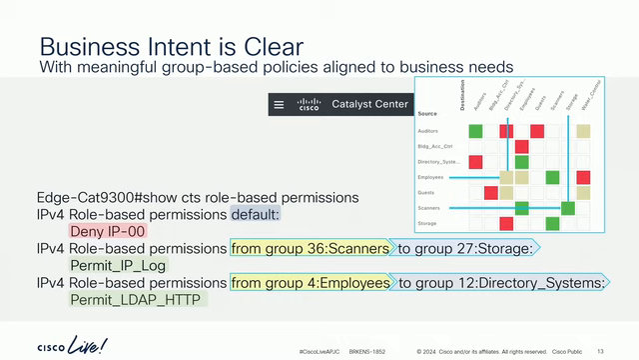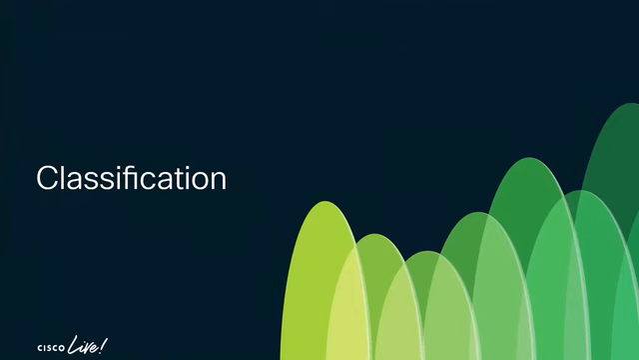So hopefully you've had this light bulb moment in the past. If not, maybe you will during this session. And again, I want to say this is about security agility using TrustSec and group-based policies. So that was the introduction. Let's go on to classification. By classification, we mean putting things into groups.